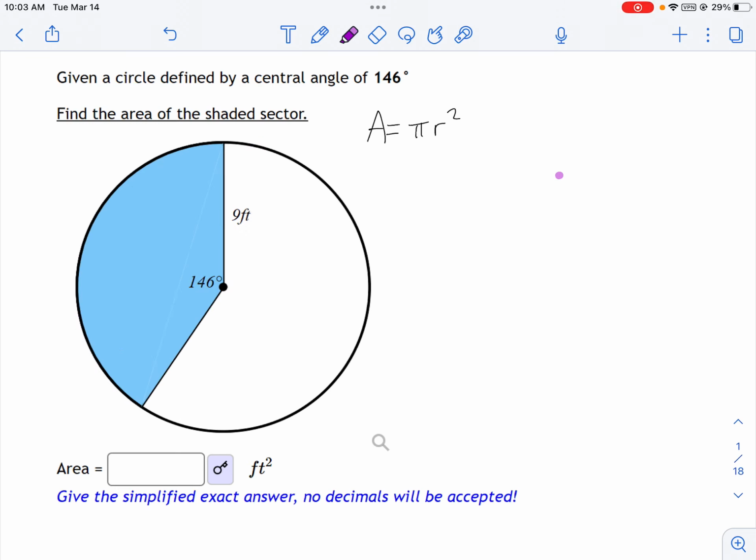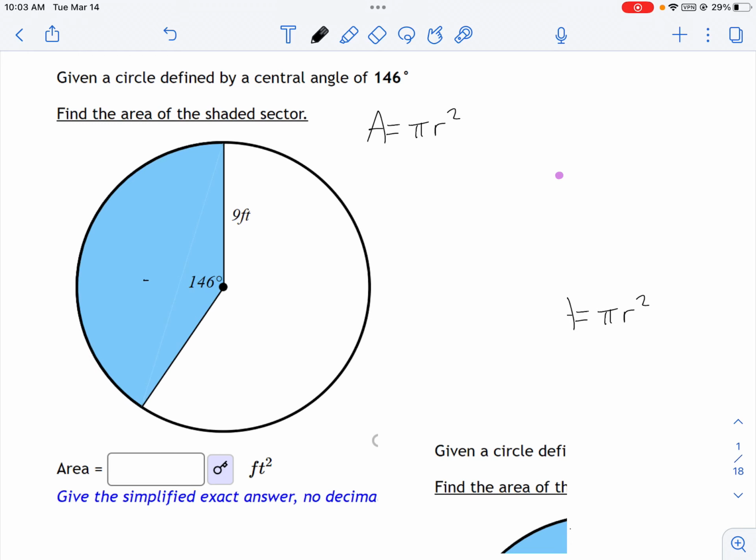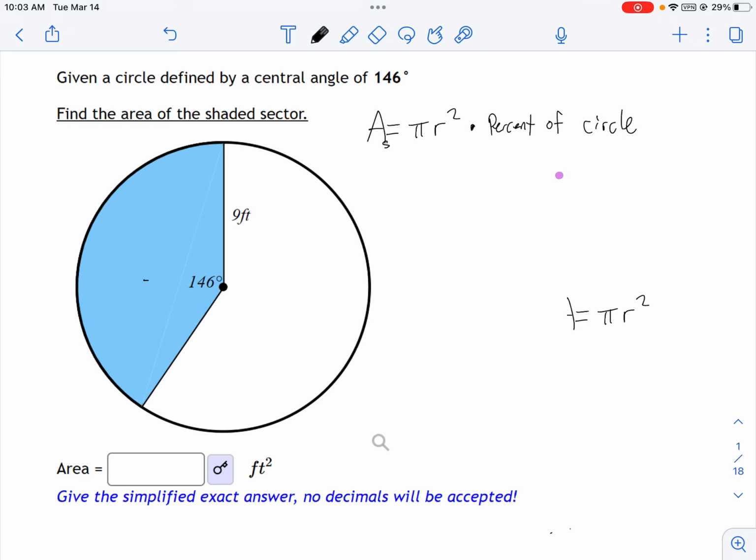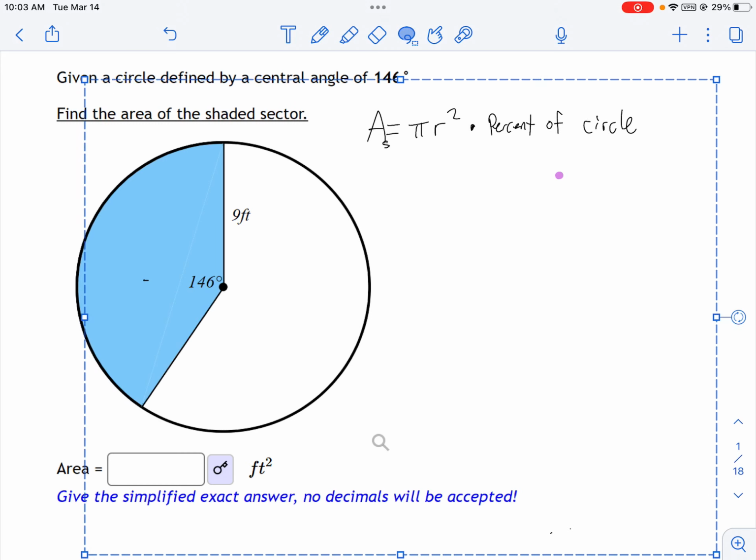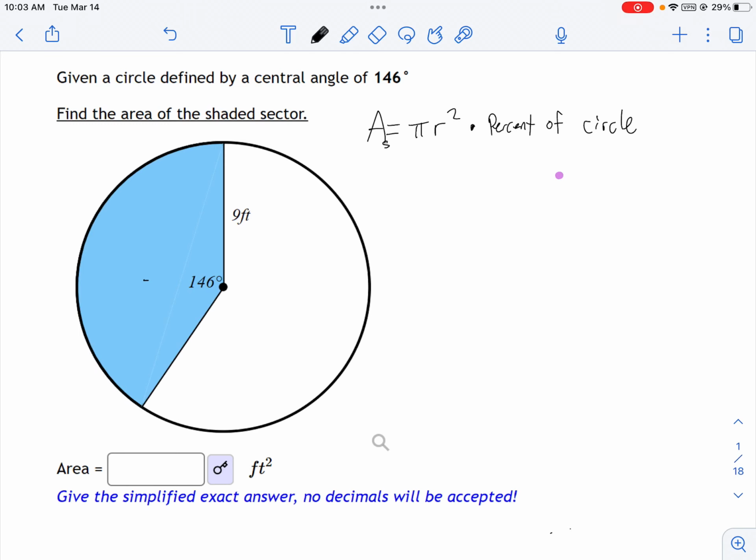So how do we fix this? How do we know what we need? Well, to find it, all we have to do is say, okay, we only want a certain percentage of the circle. So we take the area of a sector. The area of the sector is going to equal the area of the circle times the percent of the circle that you have. Okay, so area of a sector is the area of the circle times the percent of the circle.